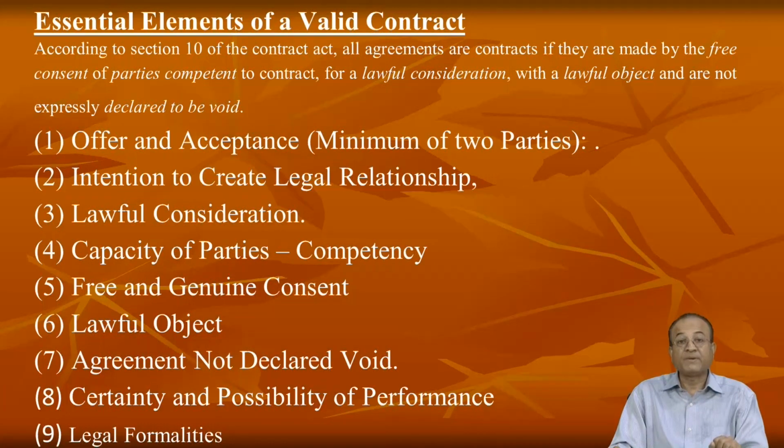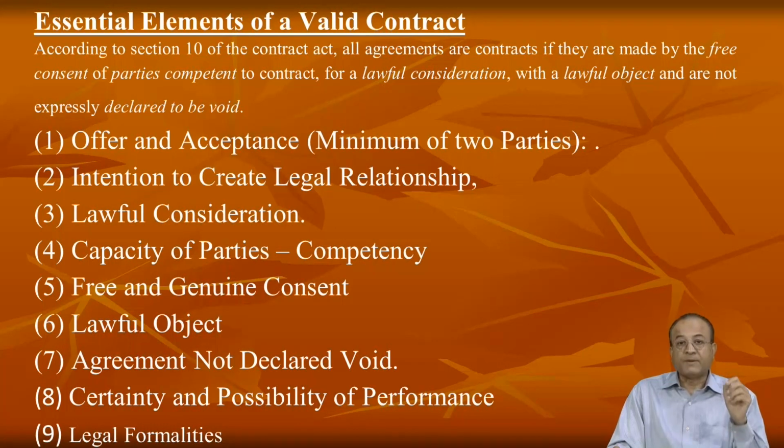Fourth one, capacity of parties, competency. The parties to the agreement must be capable of entering into a valid contract. Every person is competent to contract if he or she (a) is of the age of majority, (b) is of sound mind, and (c) is not disqualified from contracting by any law to which he is subject.